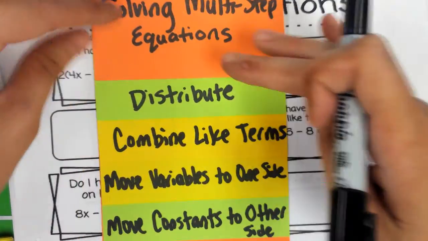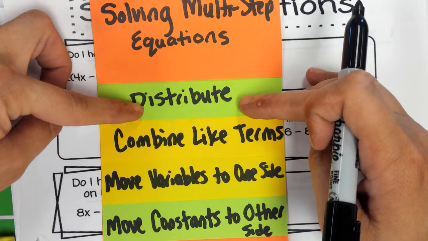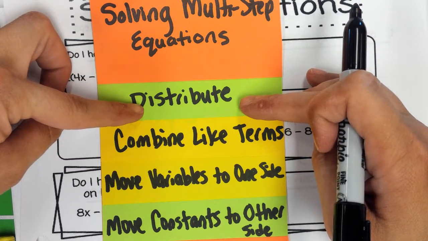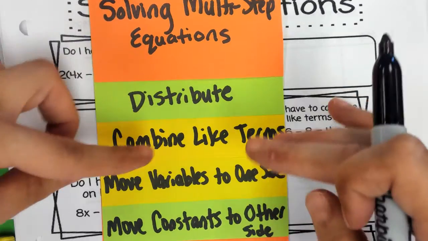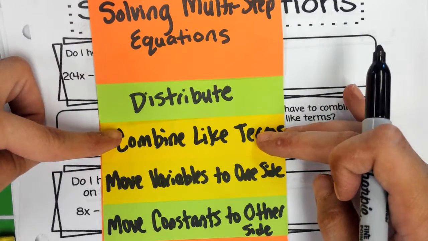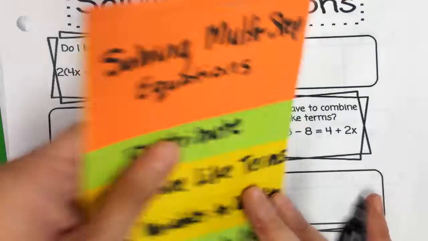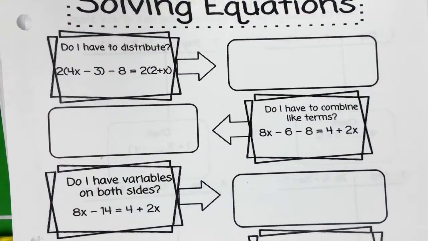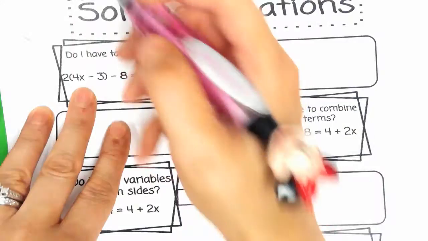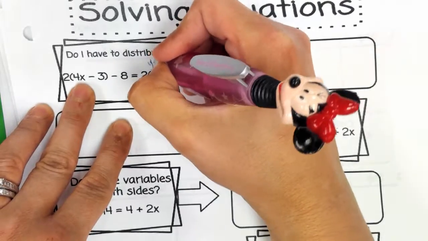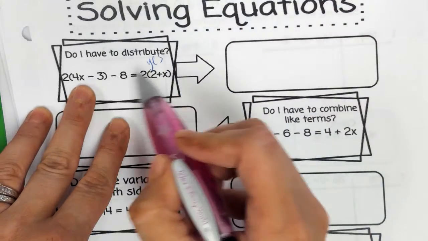So for example, start with distribute and think, do I have parentheses? Is this something I have to do? So yes or no. And then, do I have like terms? Yes or no. Do I have variables on one side? Go through each one. Okay, so first one, do I have to distribute? Yes or no? Yes, I have to because there are parentheses.